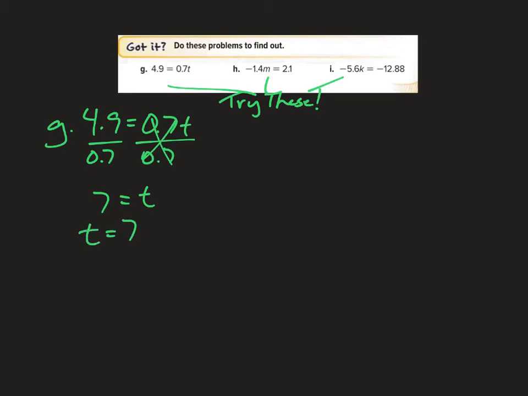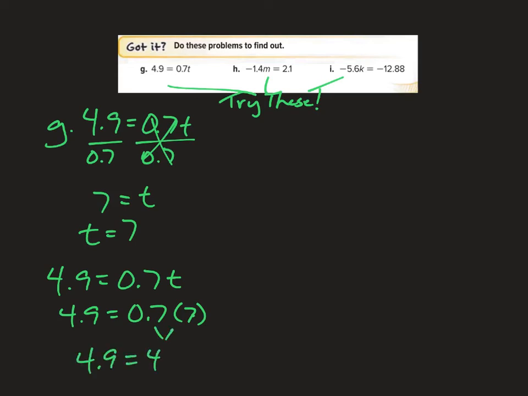If I wanted to check this problem, I could just write the original equation, 4.9 is equal to 0.7t, and then plug in 7 for t. So 4.9 equals 0.7 times 7. And when I multiply these two values, I do get 4.9. So 4.9 is equal to 4.9, and therefore this solution is correct, and the equation balances out.